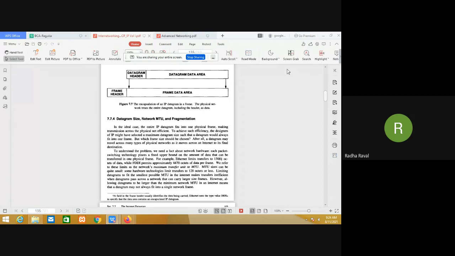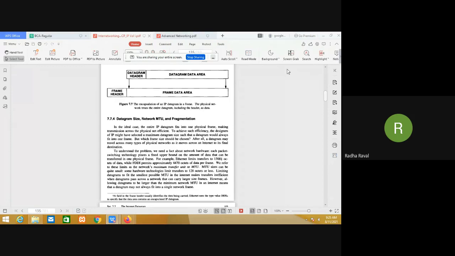We refer to this limit as the MTU, maximum transfer unit. How much data can you put into one frame? That limit is known as the maximum transfer unit. MTU size can be quite small. Some hardware technologies limit the transfer to 128 octets or less. So it is not always possible to put 1500 octets of data in one frame every time. Some hardware technologies limit this transfer.